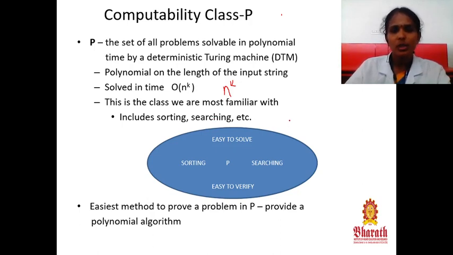Okay. So see this diagram, this is the class diagram for P class. So P is a polynomial algorithm we can easily solve, that is easy to solve and easy to verify. Whenever a problem is easy to solve and easy to verify, we can say it is a polynomial problem. So consider sorting and searching.